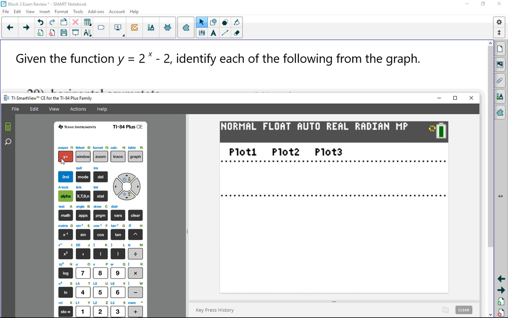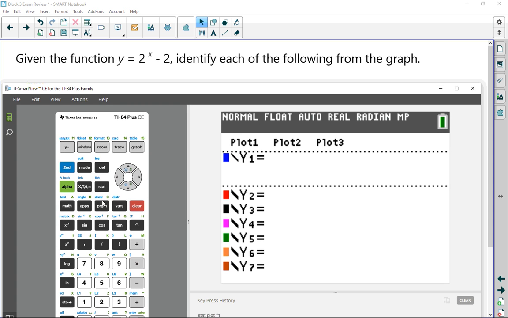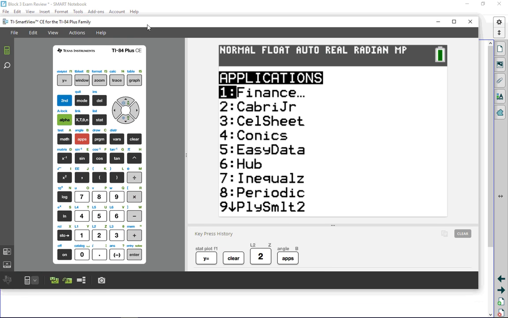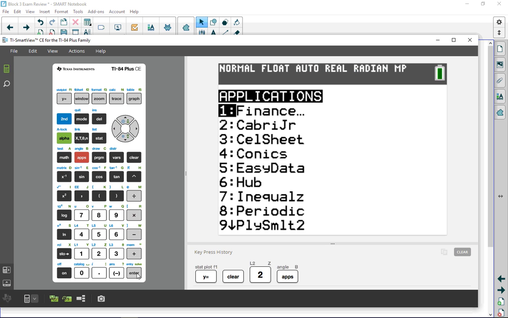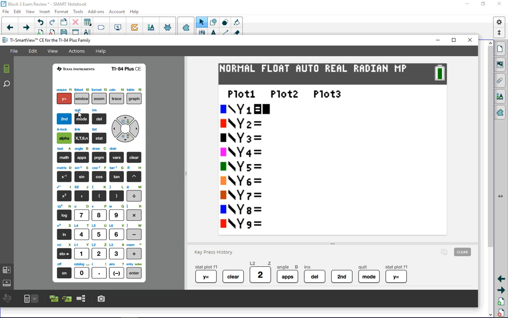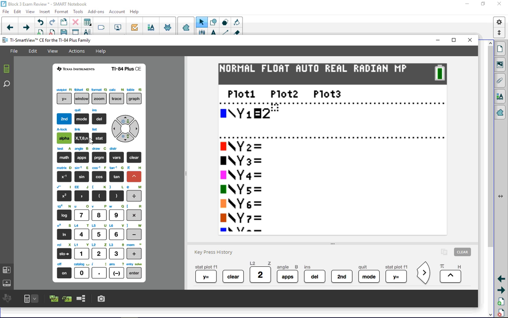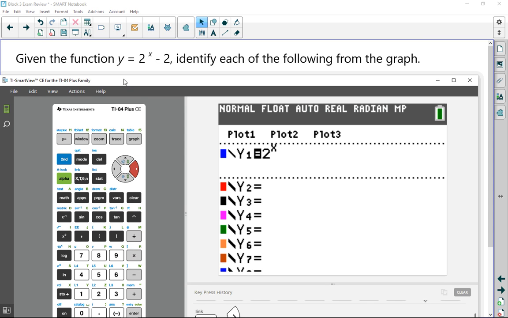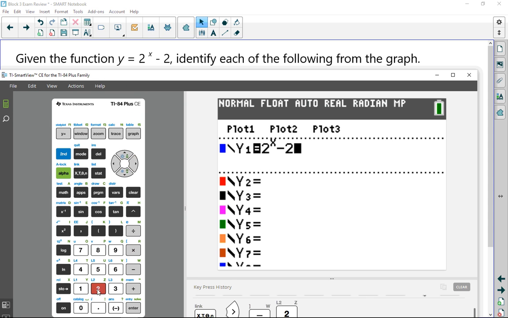All you need to do is go to your calculator, all right, and then type it in, 2, and then get your exponent as a variable. Make sure you cursor out, okay, and then minus 2. And then graph it.